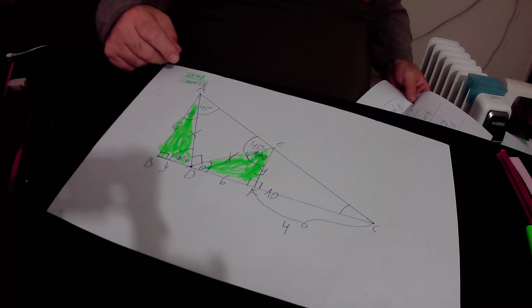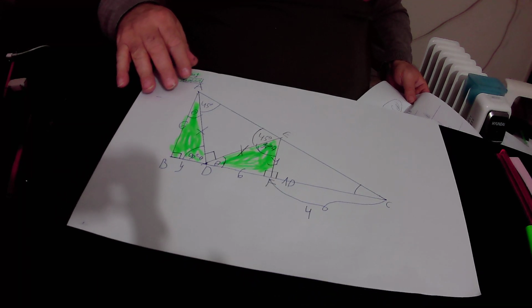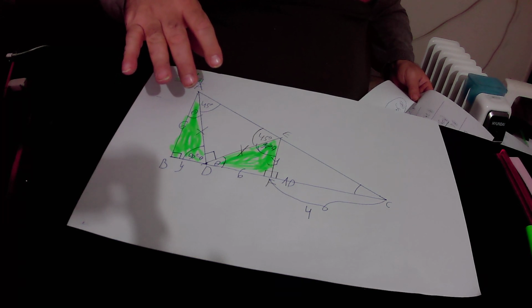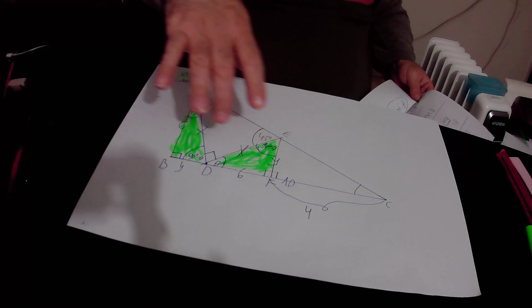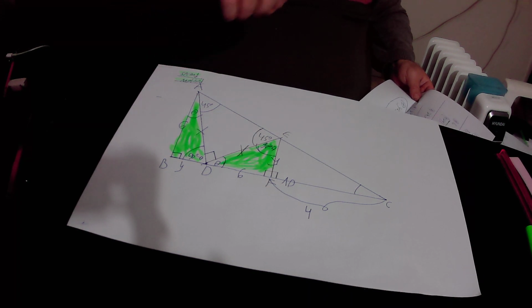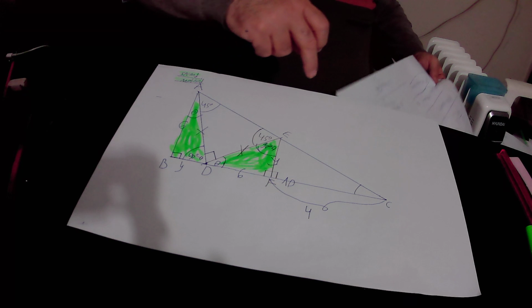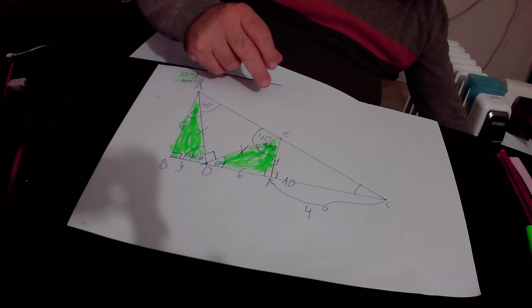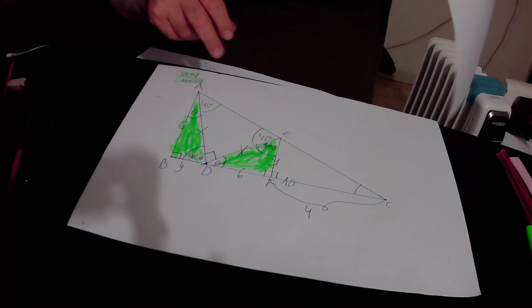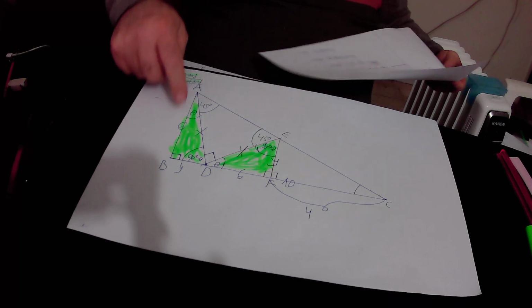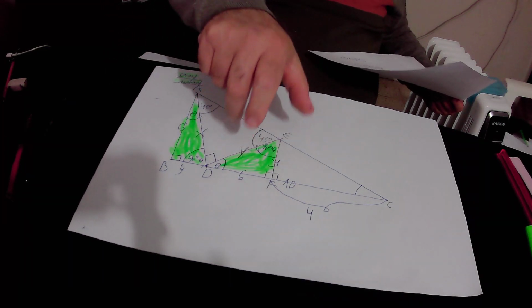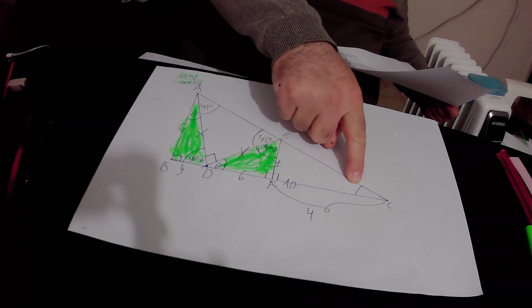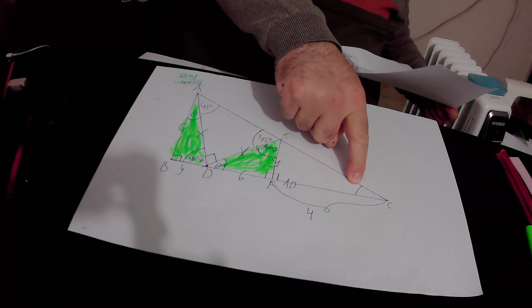In the next step, we prove that triangle ABC is similar to triangle EFC. Why is triangle ABC similar to triangle EFC? Because angle ABC is equal to angle EFC, both angles are right angles. And they have a common angle. This angle belongs to both triangles.